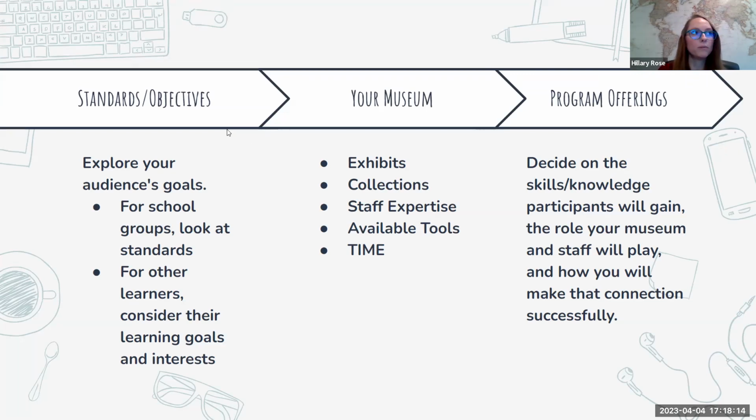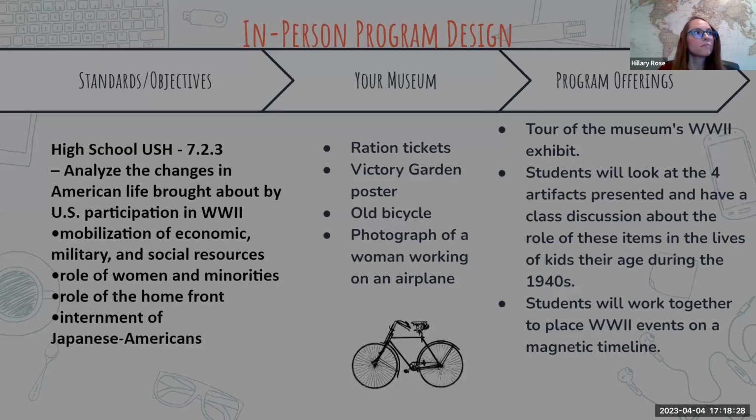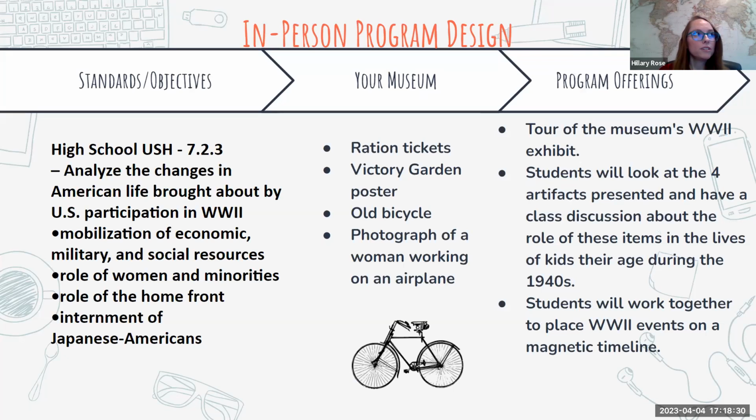So once you have your objectives, your museum's stuff and offerings figured out, that's when you decide, how are you going to reach those learning goals and make your program around that. So that's just the basics that can be used for in-person or virtual. So if you're designing an in-person program, say about this goal of teaching about World War II, you pick out some artifacts I've listed here.